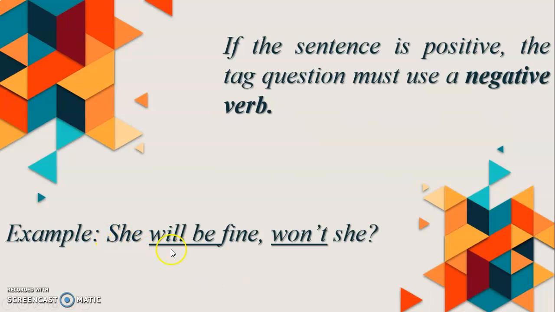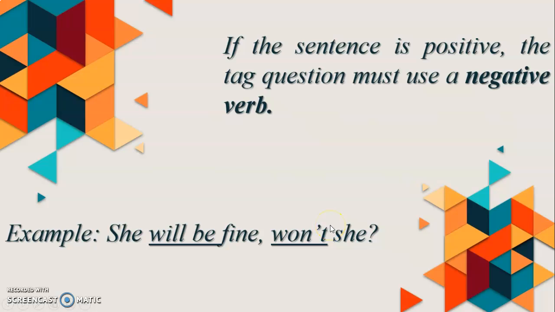It says, she will be fine, won't she? So in here, see that this sentence is affirmative, it is positive. We have she will be fine, this structure. Will be, which is a will with the verb, in this case, verb be. It is positive. But look what happened in the tag question. In the tag question, this will be turns into won't.